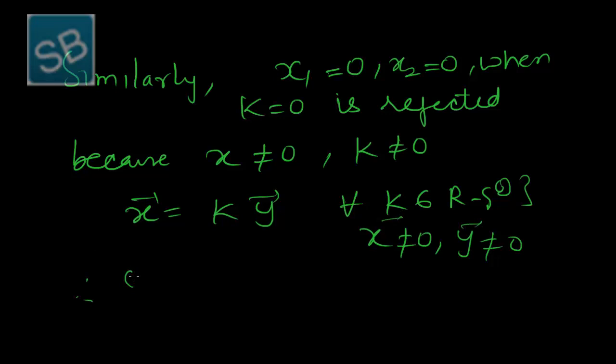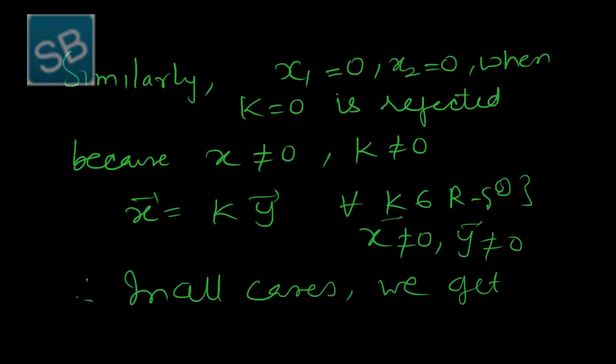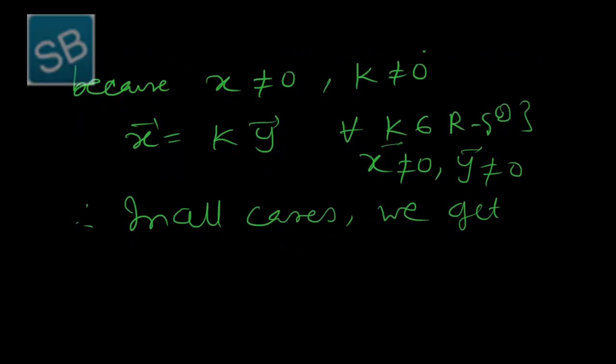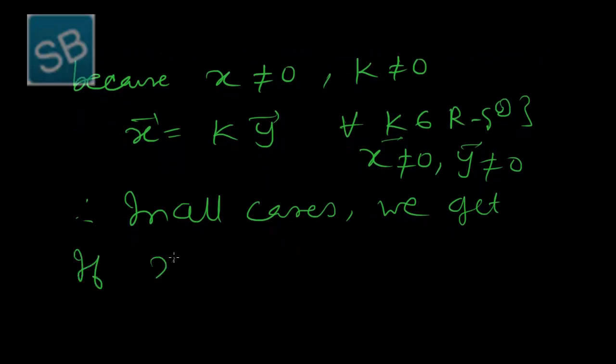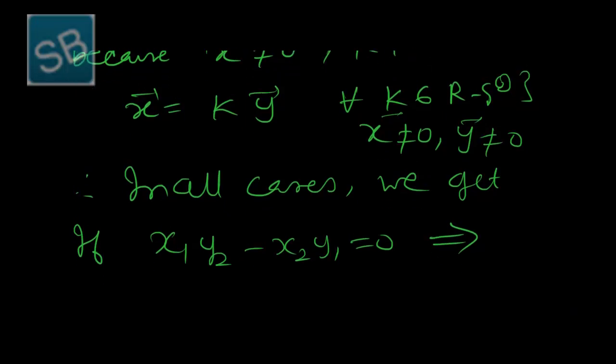Therefore, in all cases, we get: if x1 y2 minus x2 y1 is equal to 0, this implies vector x and vector y are collinear. So this was all about the theorem 6.4.